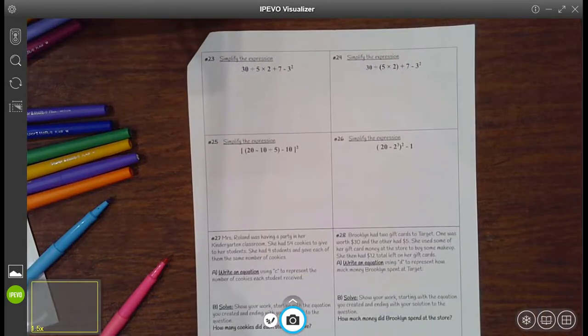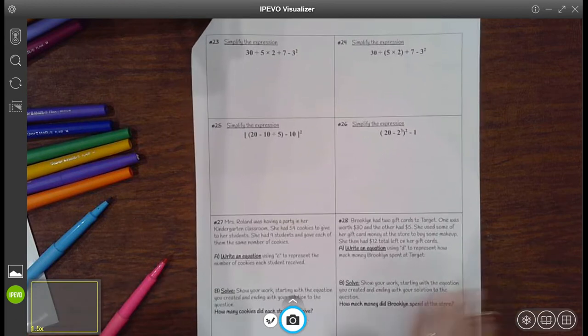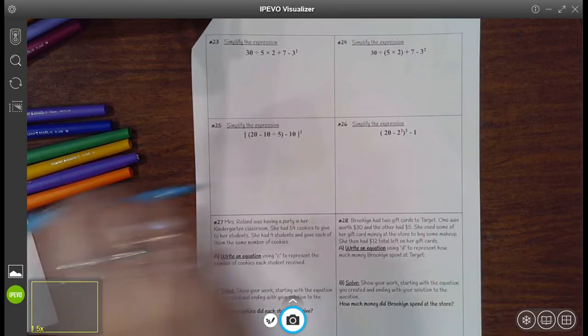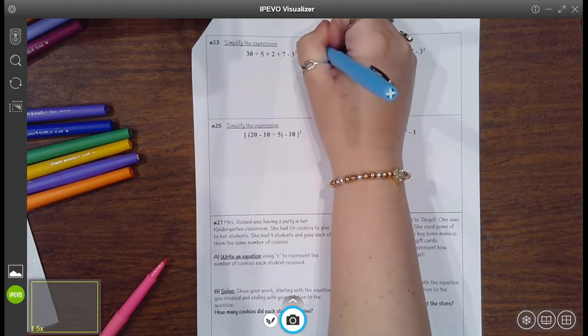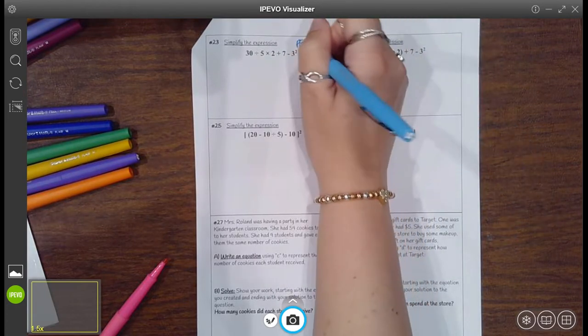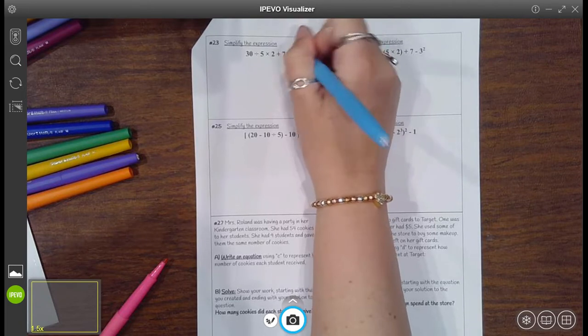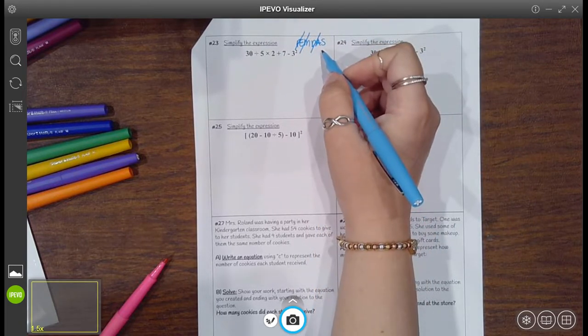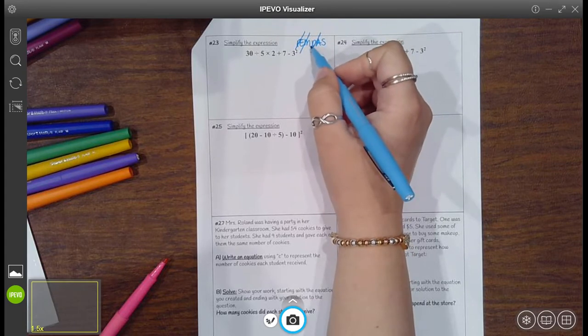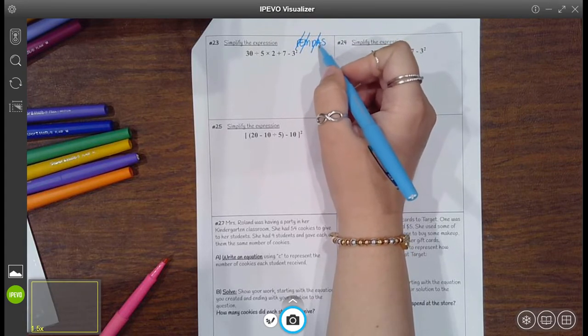Let's move on to the last page. It says simplify the expression. What does that remind you of? That's right, PEMDAS. It doesn't go away, does it? In case you forgot, parentheses, then exponents, then multiplication or division, and then addition or subtraction. Multiplication and division always comes before addition and subtraction.